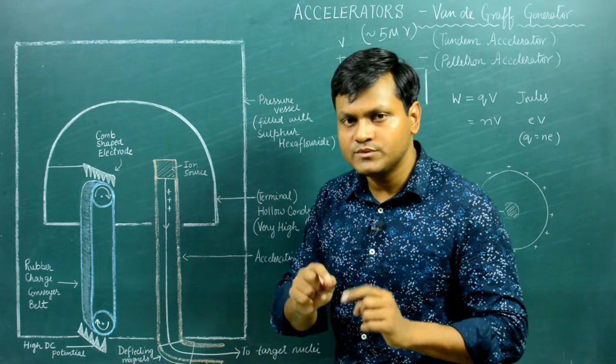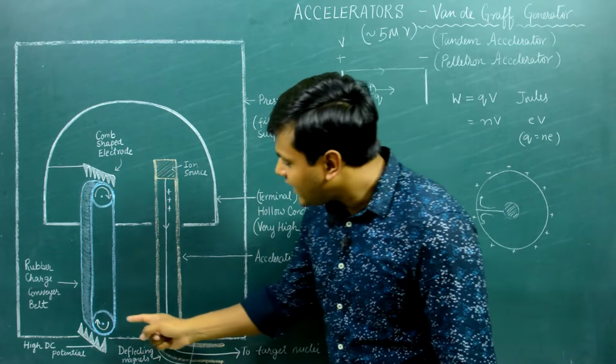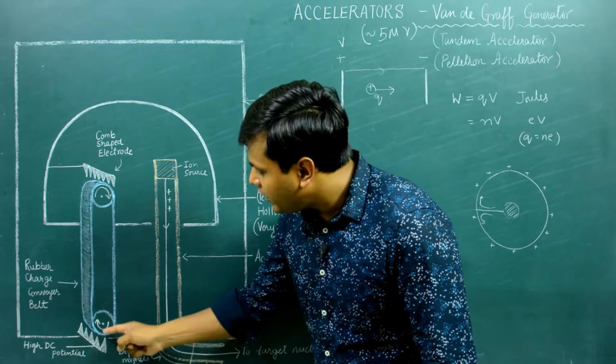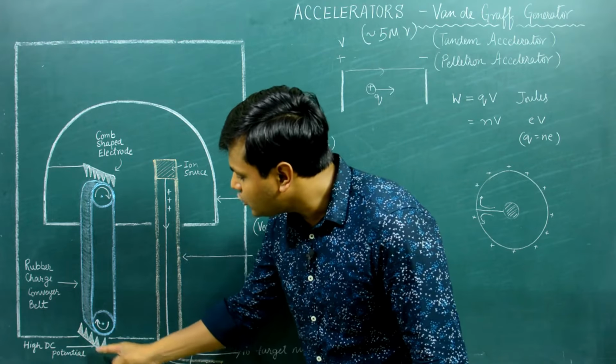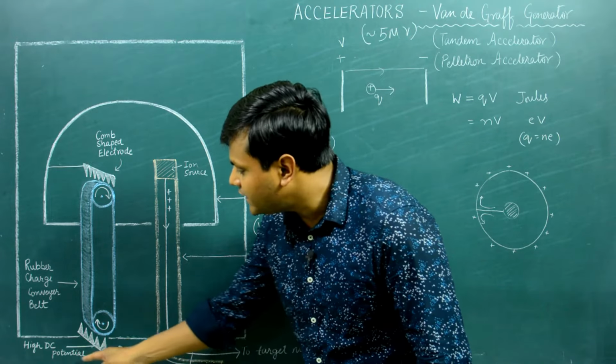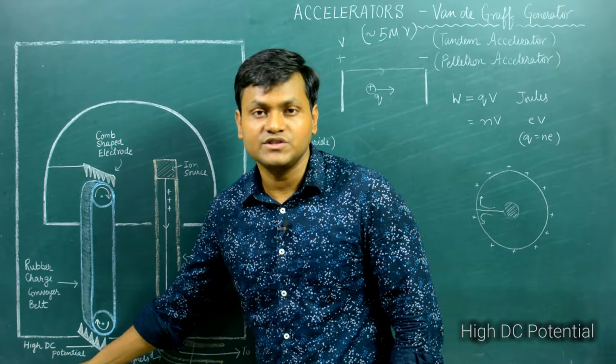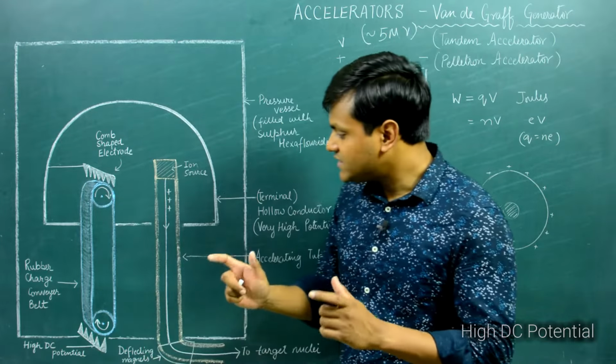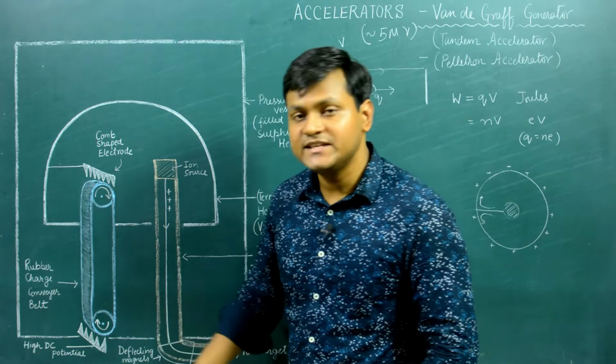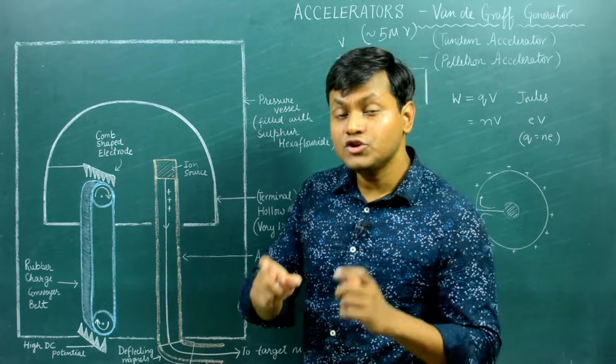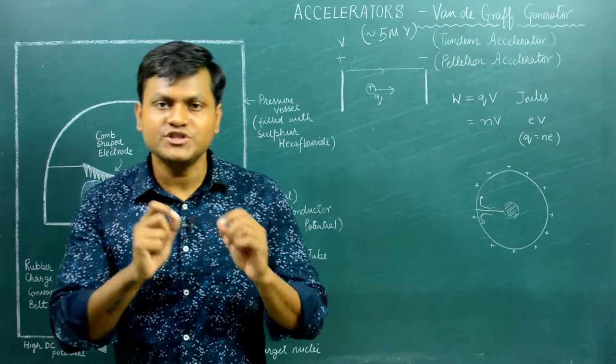I'll explain why the comb-shaped structure is necessary. On the other hand, this other end point of the conveyor belt is connected to another comb-shaped electrode, which is connected to some high DC potential, a positive DC potential. Because this is connected to a high DC potential, it is basically connected to the positive terminal. So let's first understand why a comb-shaped structure is used.